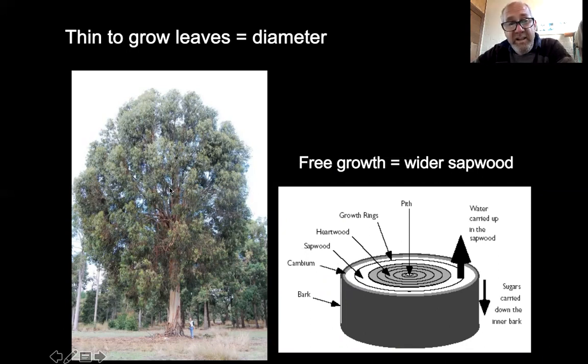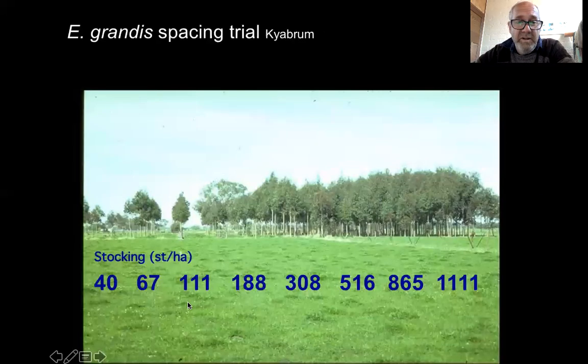Oaks, eucalypts, teak, and sun-loving species like that, you need them further apart in order to maintain that diameter growth. The trees, effectively, if you're going to space them out widely, need to be pruned. Otherwise, all these branches will be down the stem here and you'll have nothing useful for timber production.